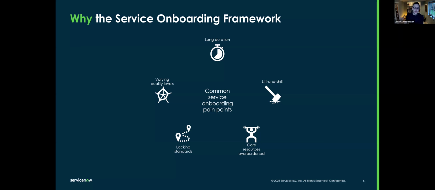Additionally, we have a tendency to include our core resources of the ServiceNow platform a bit early in the process, hereby overburdening them as they also need to operate the platform. We have lacking standards, hence this framework, and varying quality levels, also primarily as a byproduct of the lacking standards.